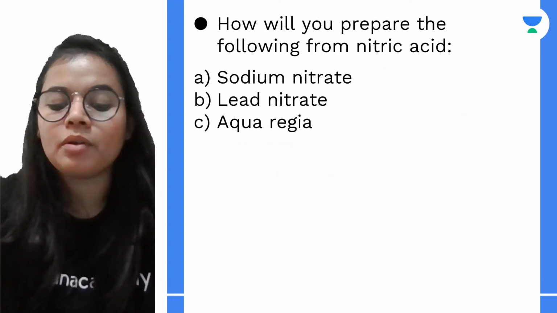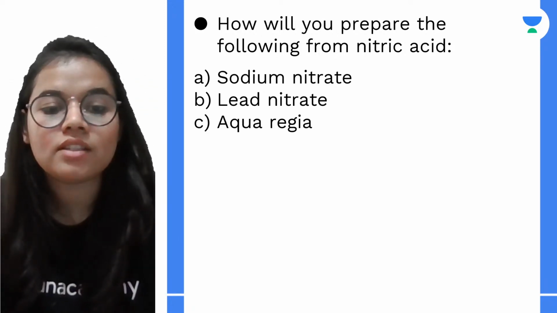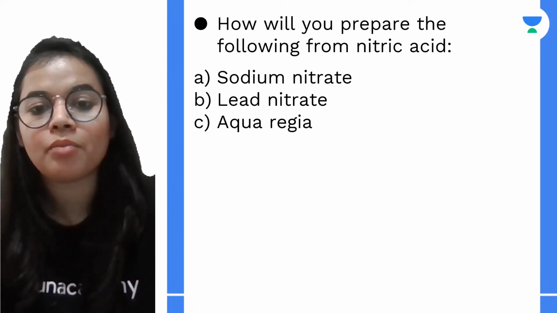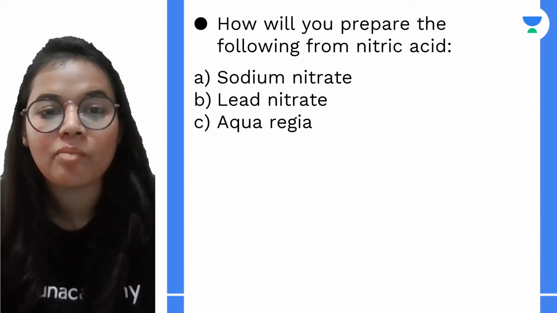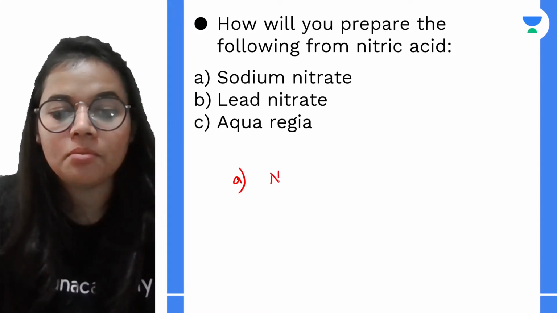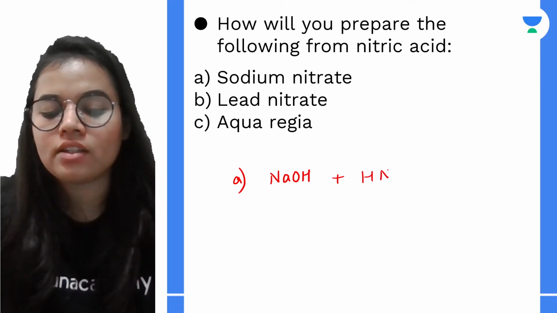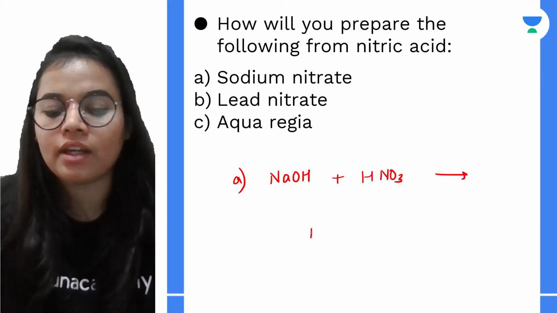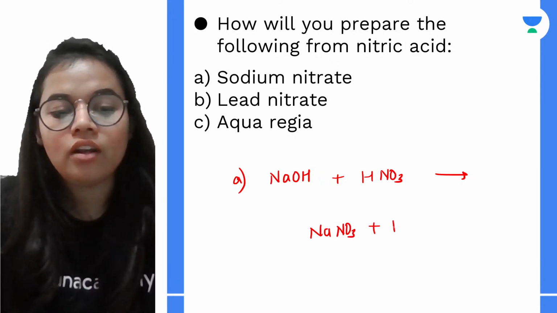Next, how will you prepare the following from nitric acid? Okay, can anybody tell me how is sodium nitrate prepared from nitric acid? So if I talk about sodium nitrate, we can get it by using sodium hydroxide. If I react sodium hydroxide with the nitric acid, what will I be getting? I will be getting the sodium nitrate and water.